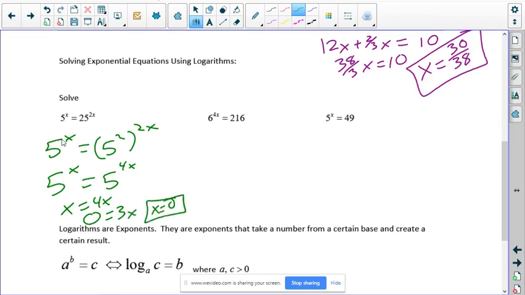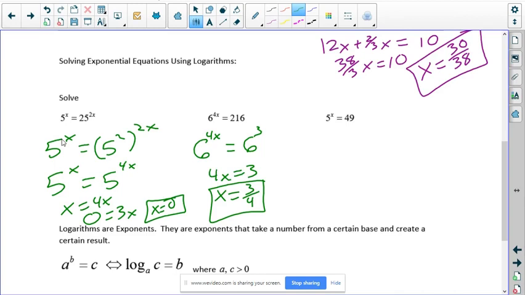So we can solve this one. And then when we're looking at this next one, we got 6 to the power of 4x equals 216. Well, 216 is a power of 6, so 6 to the 4x equals 6 to the third. So the exponent of 4x must be equal to that exponent of 3, so x equals 3/4.